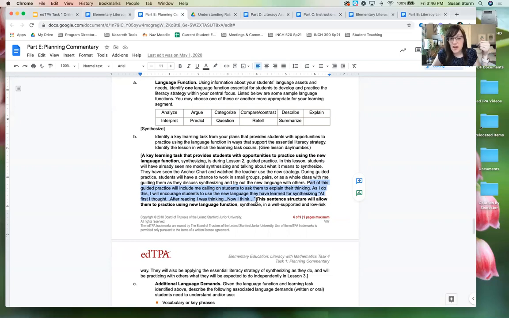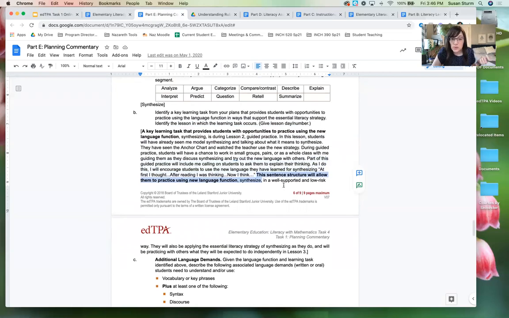At first I thought, after reading I was thinking, and now I think. So this sentence structure that is the foundation of their anchor chart, of their graphic organizer, everything is tied into this. They're going to get a chance to try that out as a group. This will allow them to practice using the new language function in a well-supported and low-risk way. They'll also be applying the strategy of synthesizing as they do, and that's great. So this is good. This is good.